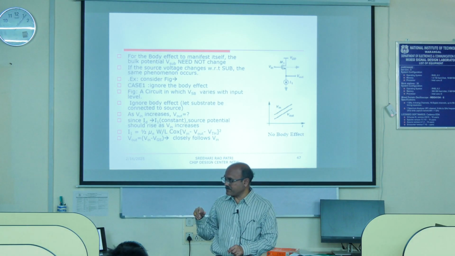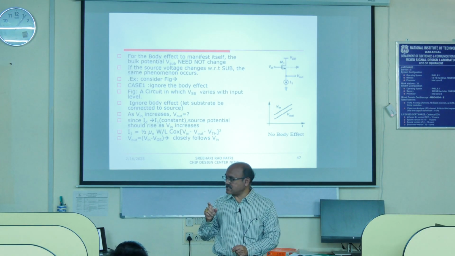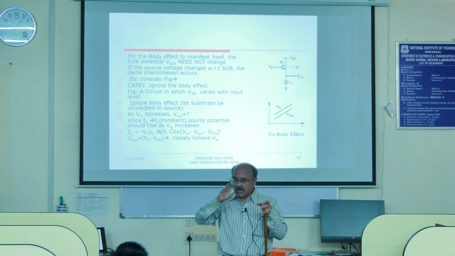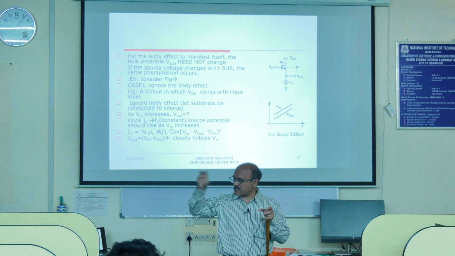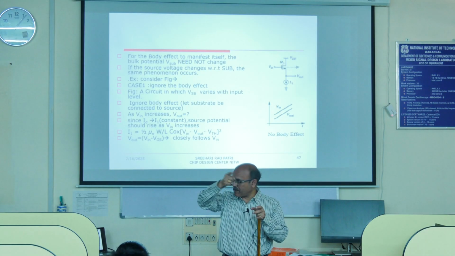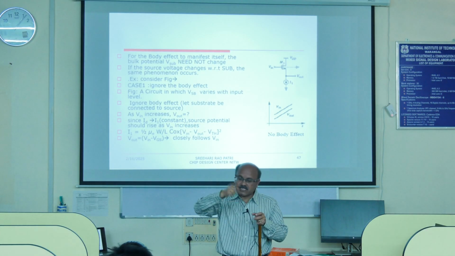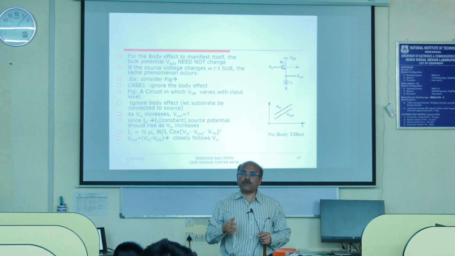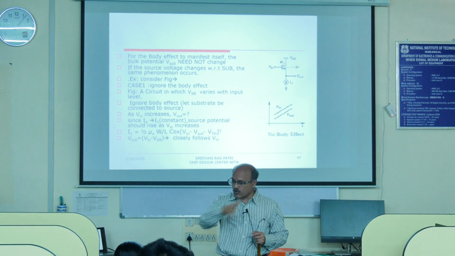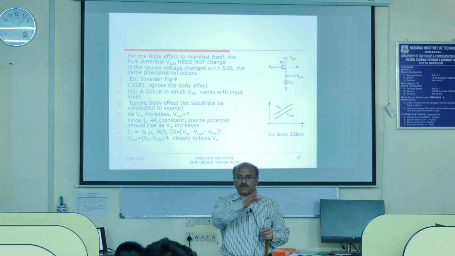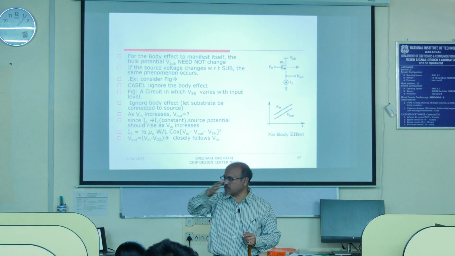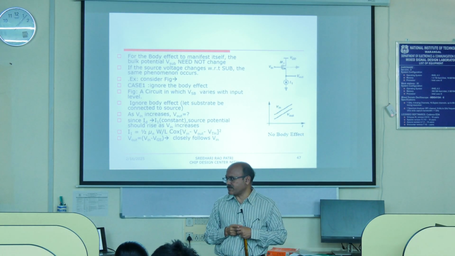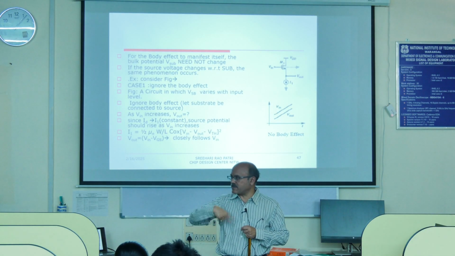The bulk is an n-type semiconductor, and the source and drain are P plus. There is a P plus N junction there, and this junction should be reverse biased. Why do we want it reverse biased? We don't want any current to flow through the bulk. We want current to flow only from source to drain through the channel, and not get wasted through the bulk. Therefore, these junctions should be reverse biased.